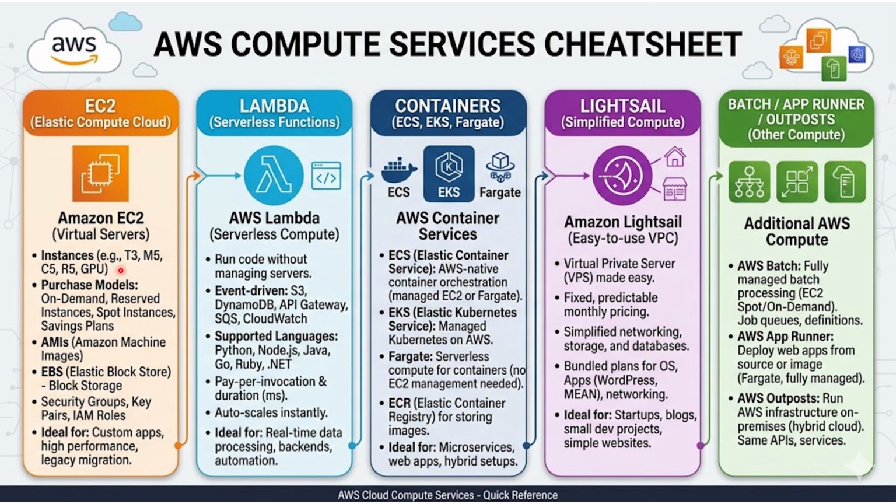We have T3 and M5, which are general purpose, balancing compute, memory, and networking for standard workloads. We have C5, which is compute optimized, used for high performance processors, batch processing, and media encoding. Then we have R5, which is memory optimized, used to handle massive data sets in memory. Then we have GPU instances, accelerated hardware designed for machine learning training and deep data modeling.